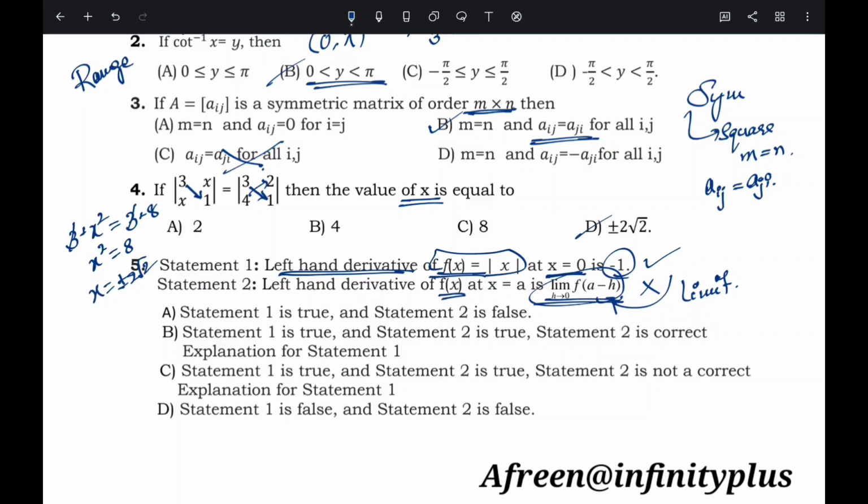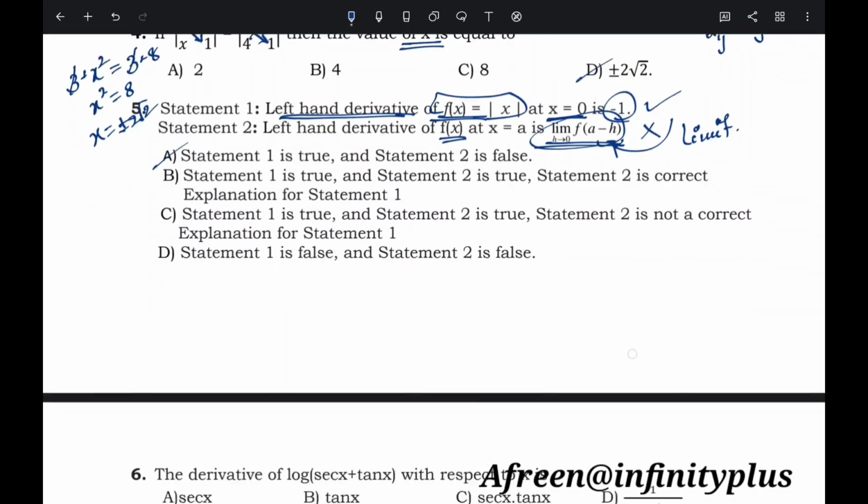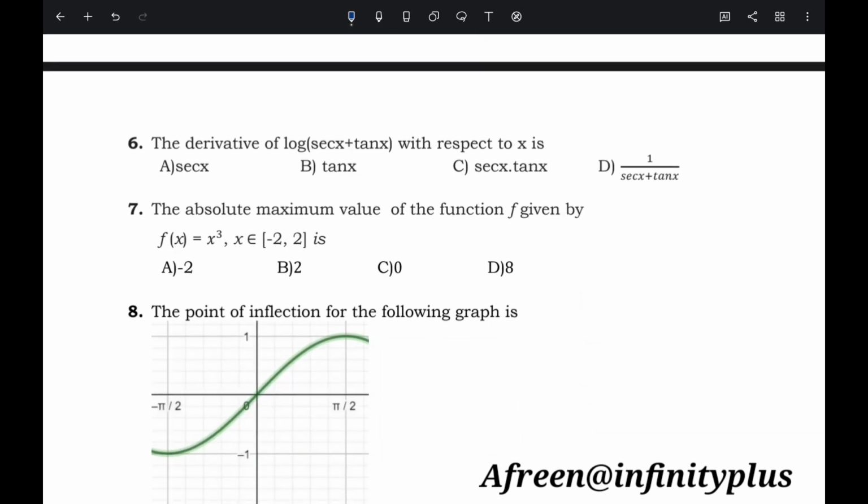So the first statement is true and the second statement is false. So this is the answer for the question. Next, for the sixth one, we have the derivative of log of secant x plus tan x with respect to x, which is secant x.